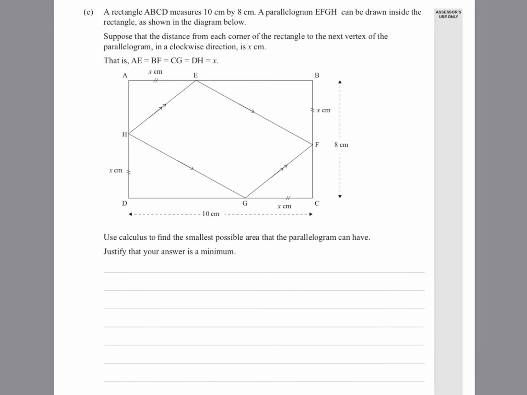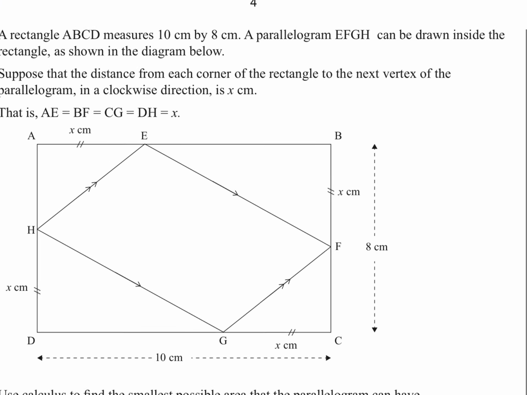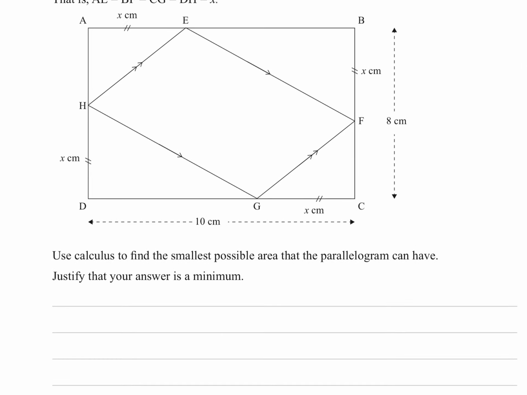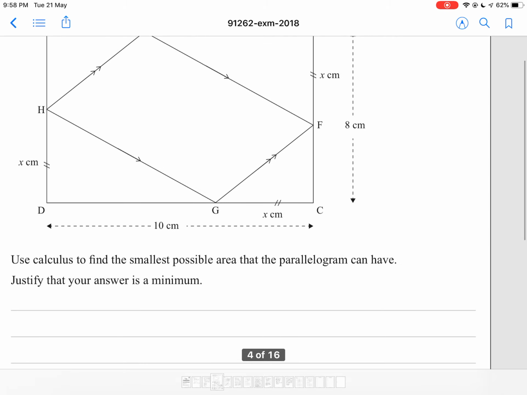Alright, next question. A rectangle ABCD measures 8 centimeters by 10 centimeters. A parallelogram EFGH can be drawn inside the rectangle as shown in the diagram below. Suppose the distance from each corner of the rectangle to the next vertex of the parallelogram in the clockwise direction is x centimeters. That is, AE equals BF equals CG equals DH equals x. Use calculus to find the smallest possible area that the parallelogram can have. Justify that this answer is a minimum.